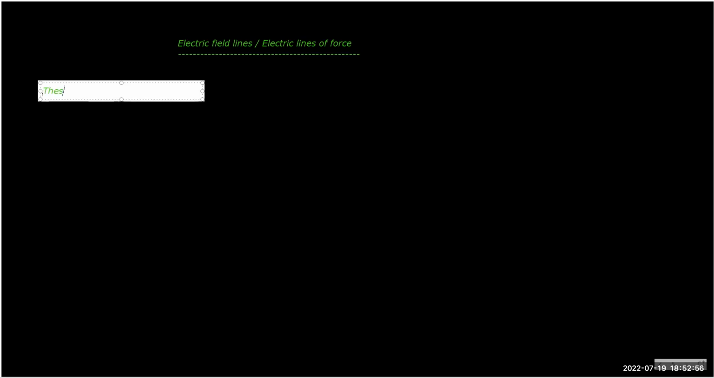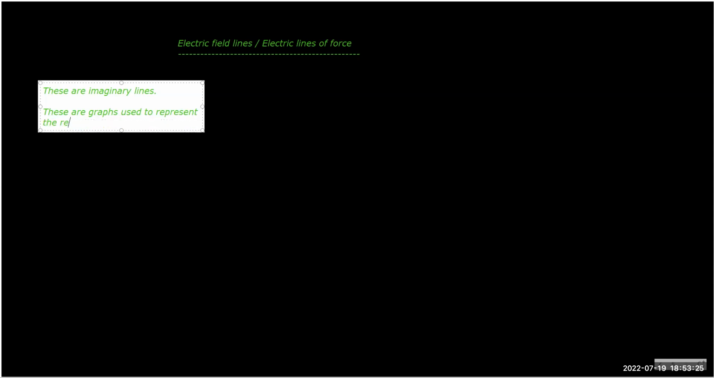These are imaginary lines. I'll just put it as a point. What does it represent? It represents a graph of the resultant electric field in space. So these are graphs used to represent the resultant electric field in space. Now, why the resultant field?